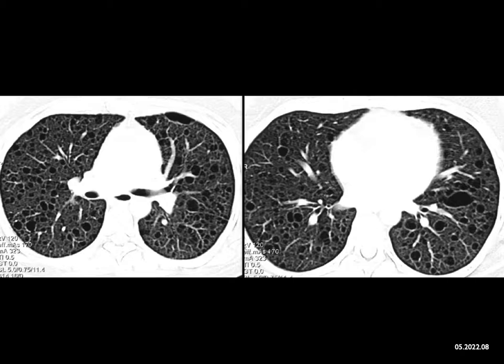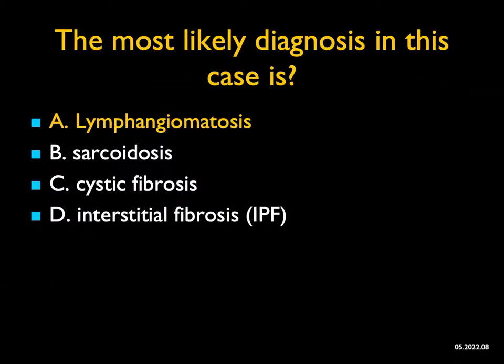And this is a great example of lymphangioleiomyomatosis, multiple cystic air spaces. Just a wonderful example.